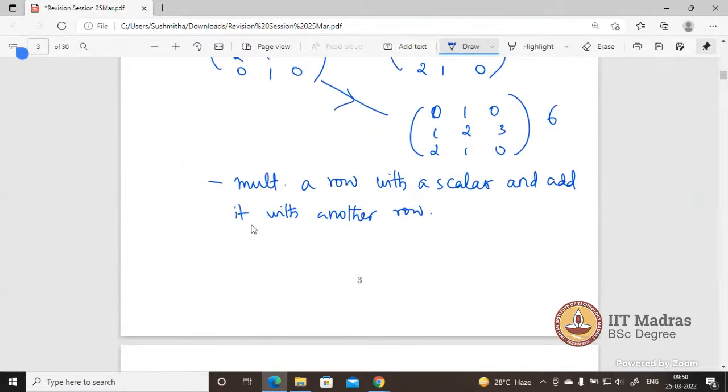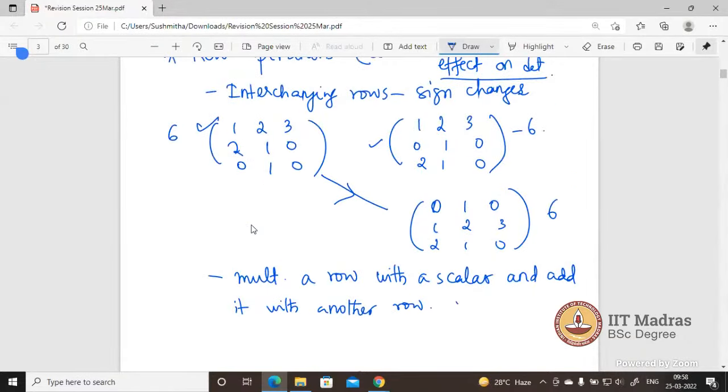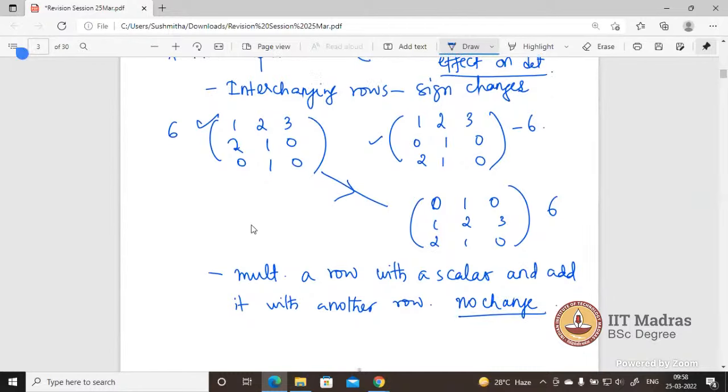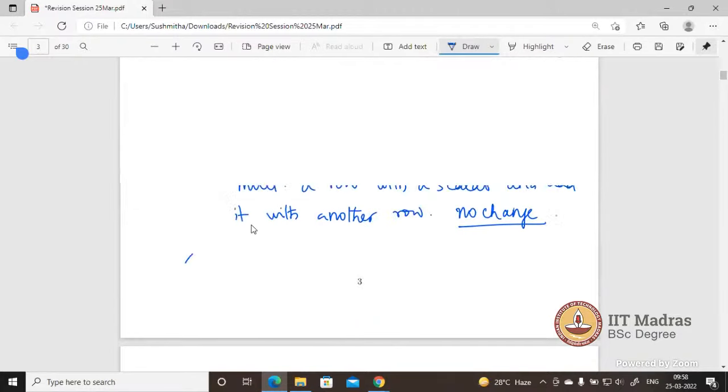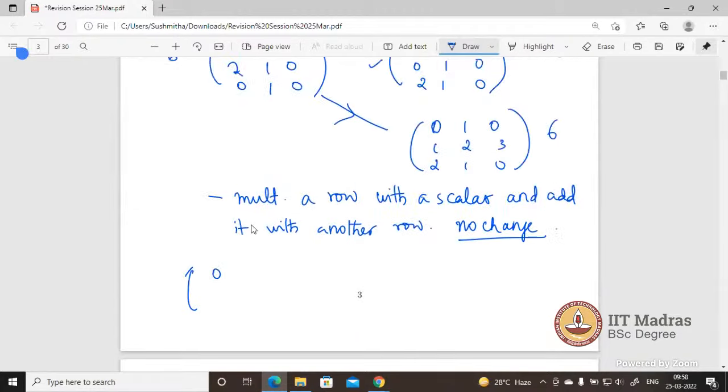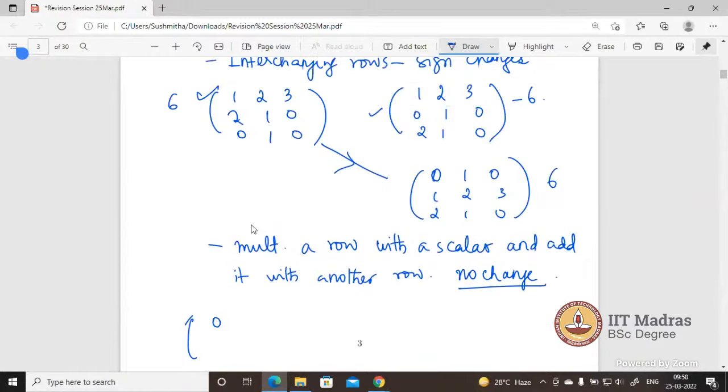Okay, so what happens in this case? Determinant gets multiplied with the scalar. No change. The determinant doesn't change in this case. So what are you actually doing? So what is this matrix? 1, 2, 3, 2, 1, 0, 0, 1, 0.